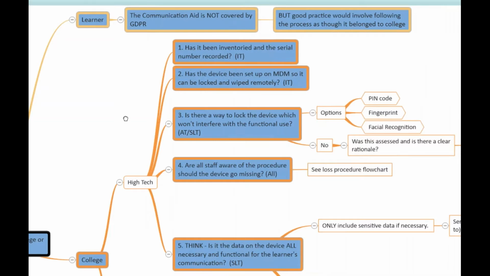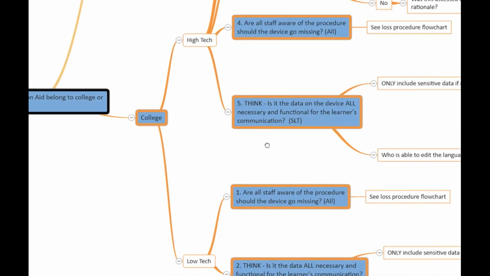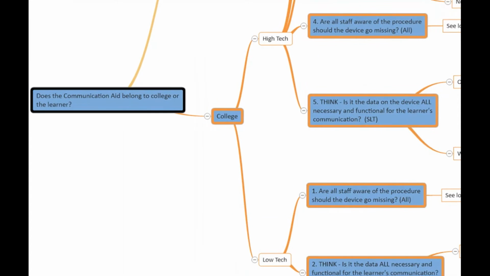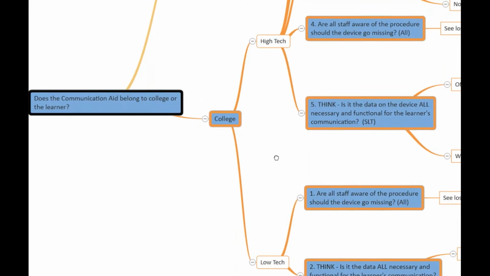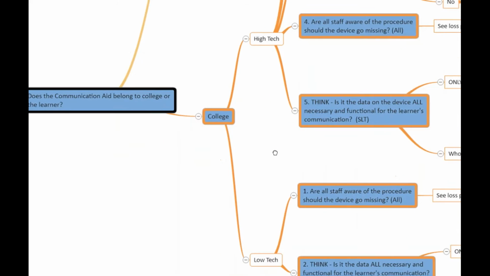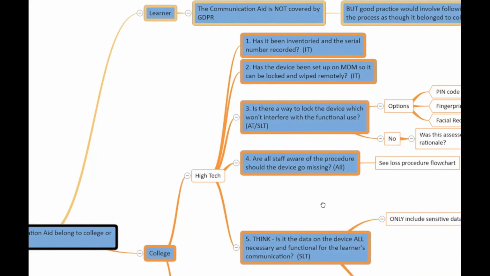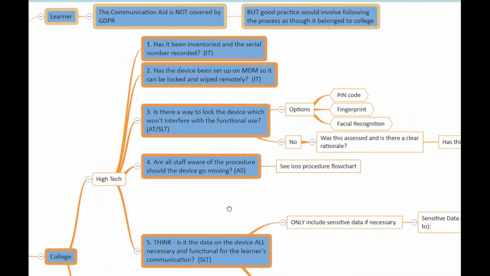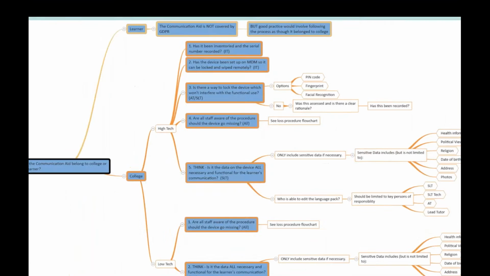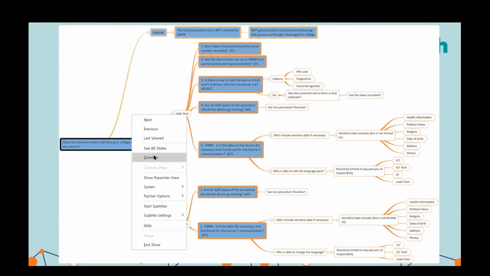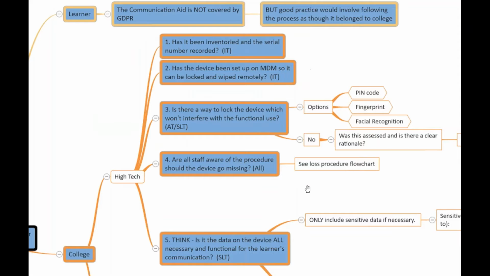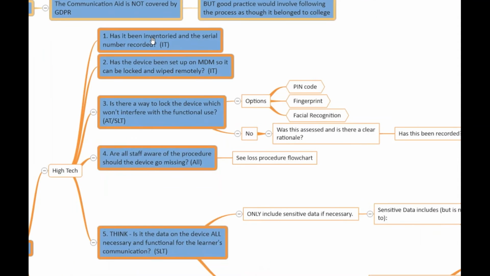Okay, so that brings us on to the question, if we say, right, does this belong to college in our case, or does it belong to the learner? Well, if it belongs to college, then we're thinking about, is it high tech or is it low tech? And let's deal with high tech first, because I think that relates to our story from earlier, so it's a bit more tangible. We think about high tech and we say, well, first off, have all the relevant processes been followed? Number one, has it been inventoried and has the serial number been recorded?